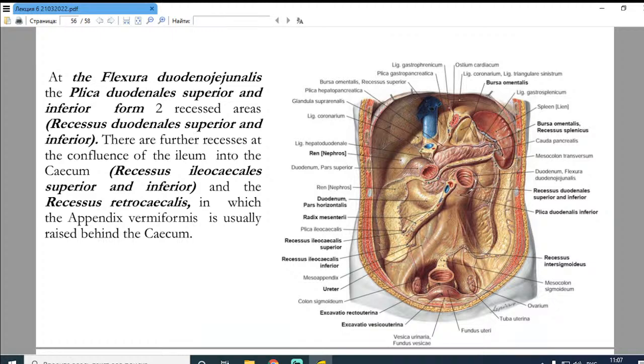There are also recessus at the confluence of the ileum into the cecum: the recessus iliocecalis superior and the recessus iliocecalis inferior.